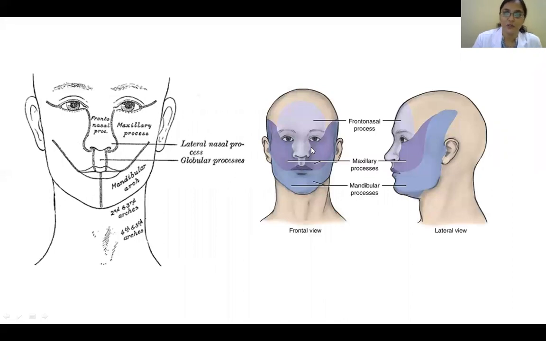Now in this diagram, you can see the frontonasal process here. The nasal part is forming the entire nose. This part is the lateral nasal process. This central part is all the median nasal process. The lower part expands to form the upper part of this. This is the philtrum here. And you can see this is the maxillary process and this is the mandibular.